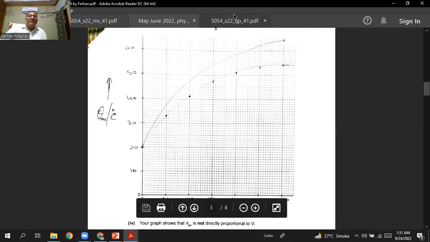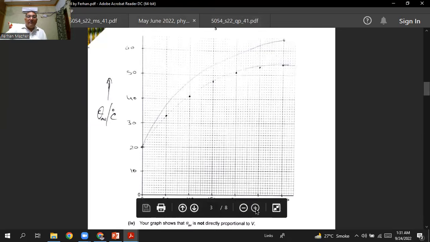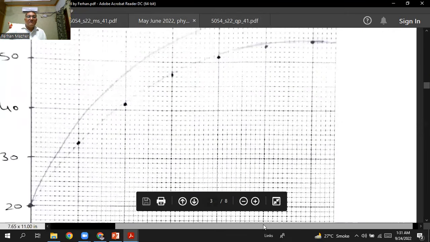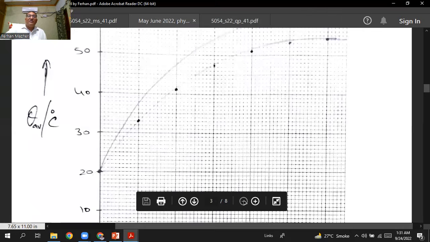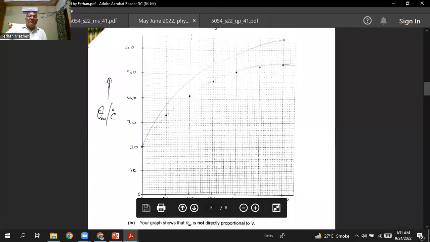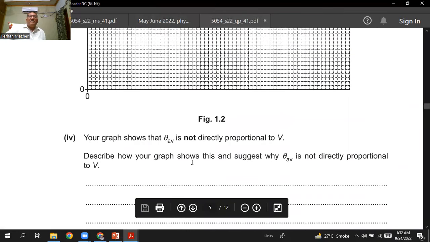Then once I have done this, I have plotted the points. Then I will draw a smooth curve. So you can see here, we have drawn a smooth curve. So we have joined these points with the smooth curve. So this is what they are asking you to do. Okay, so this is a 4 marks question. Then we are done with this.